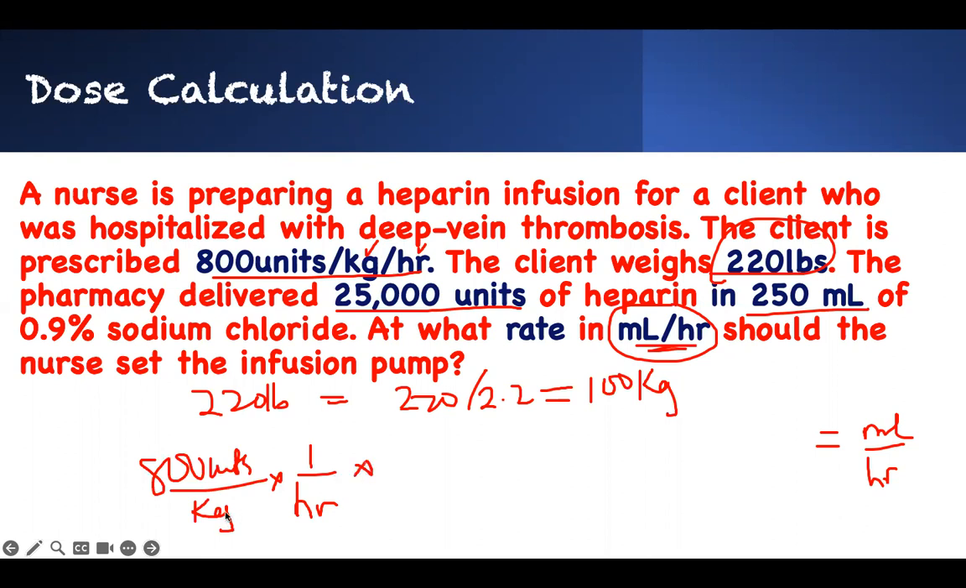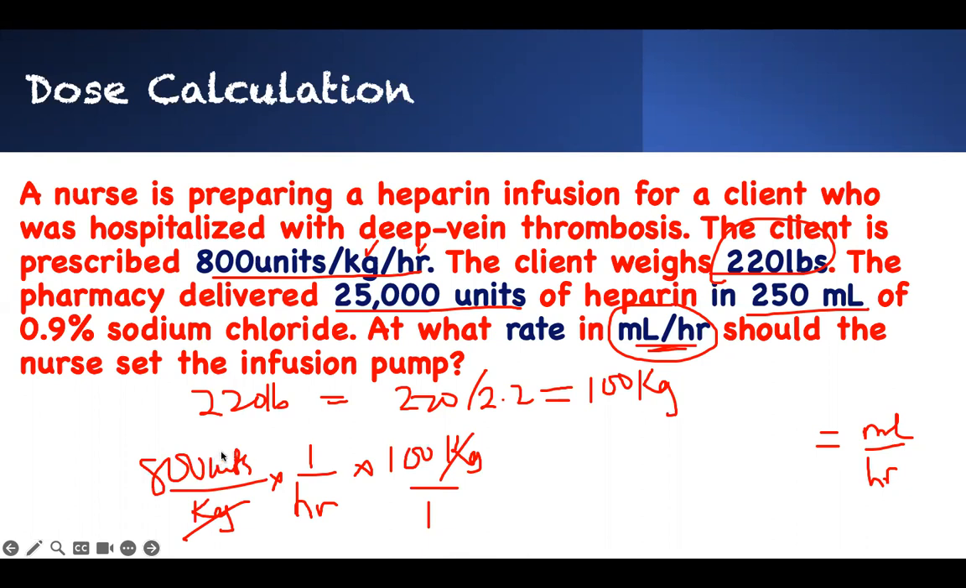Now I need to take care of my kilos. I calculate my kilos here. So I put my 100 kilo here, and I put 1 here, and I cancel my kilo right away. I'm done. Now, what is available? 25,000 units of heparin, 250. I have my hour here. I'm safe. Now I need an ml.